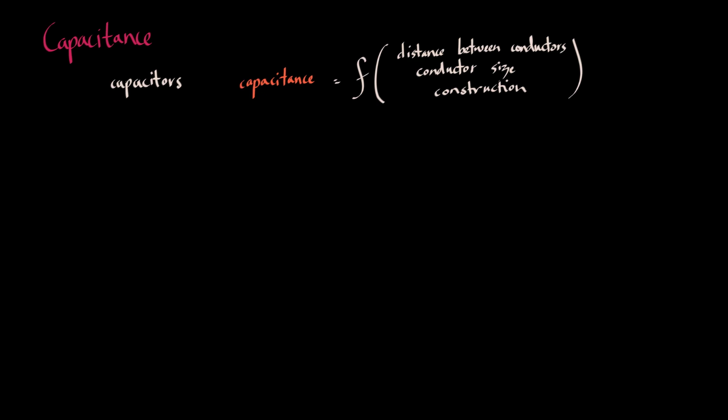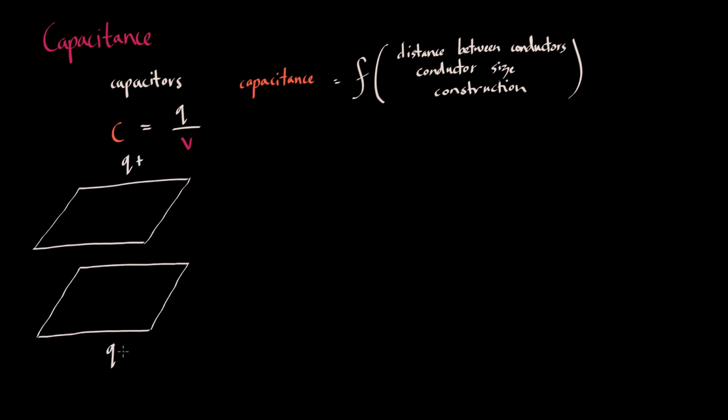The formula for capacitance is C equals Q divided by V, where Q is the magnitude of the charge stored on each conductor, and V is the voltage applied to the plates. A common example is the parallel plate capacitor, with two rectangular surfaces of opposing charge of area A, a distance d apart, separated by a dielectric medium.